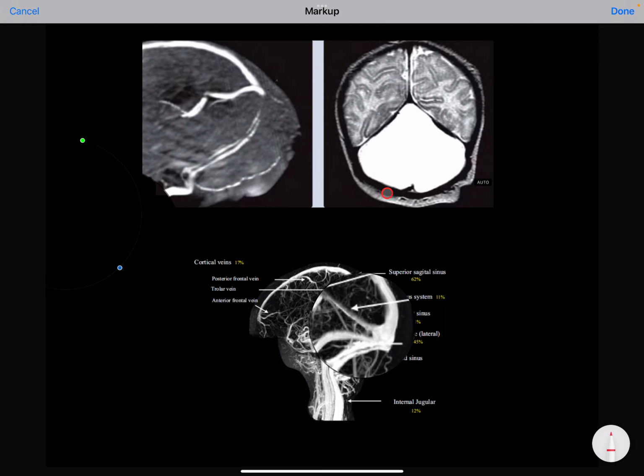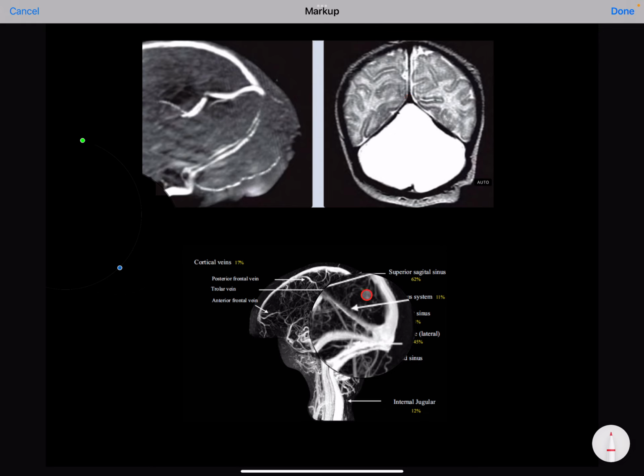Here you can appreciate that the posterior fossa is filled by a fluid filled structure, and you can also appreciate this is the right transverse sinus, and this is the left transverse sinus. These both sinuses unite toward a common point, that is the torculus herophili. This is the torculus herophili, and you can also appreciate on coronal images that these transverse sinuses are angled upward.